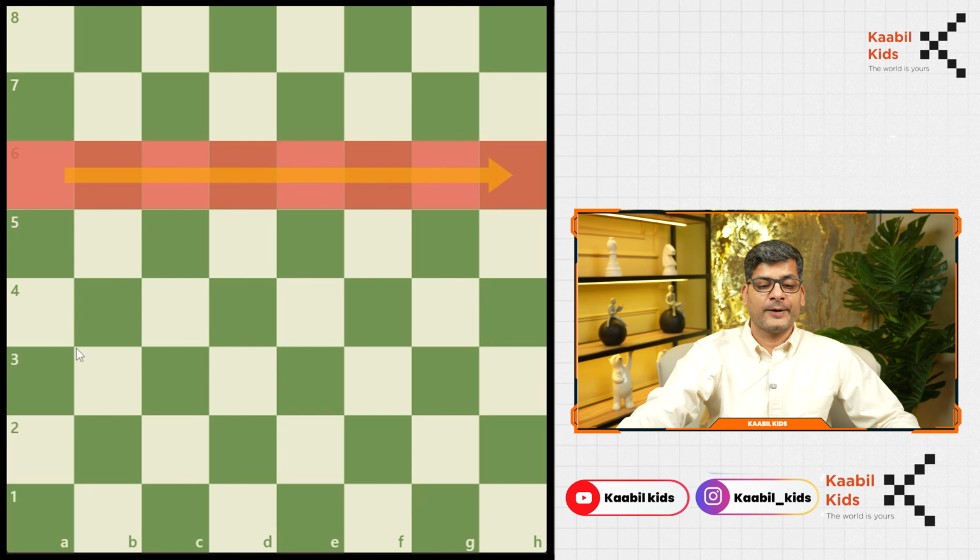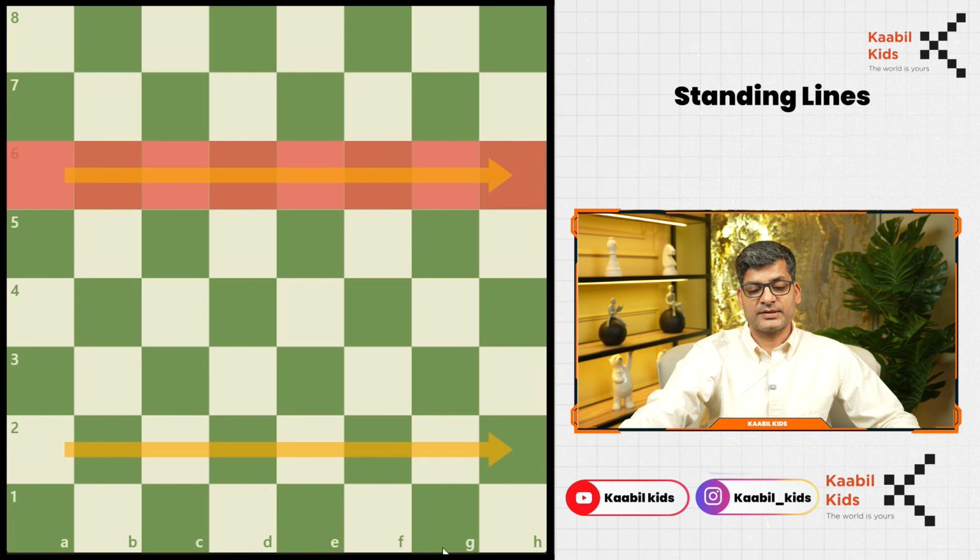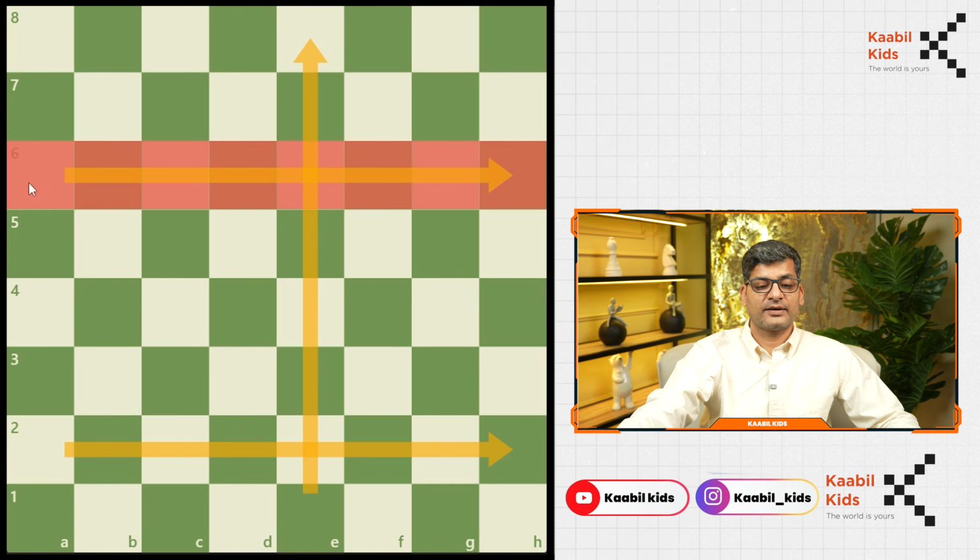Okay. And now let's try to understand which is rank number 2. So there we go. That's rank number 2. And again, it has 8 squares. Okay. Now we understand the files, which are the alphabets, which are like standing lines. So like this is the E file, and the ranks are the sleeping lines.